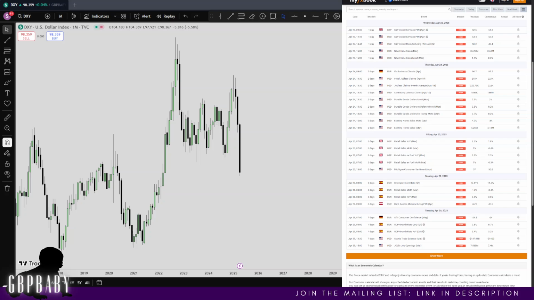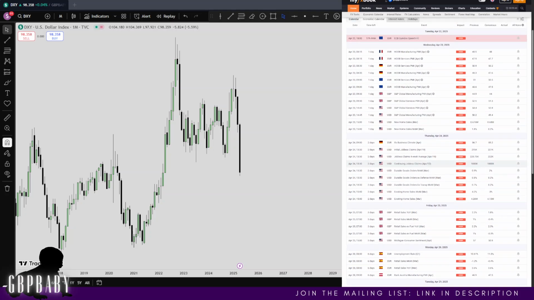I didn't make a post last night purely because of the bank holiday, and I wasn't anticipating much movement on the Monday anyway. So yeah, we're going to start with a weekly review here on the Monday, and we're here on the monthly on dollar, as you can see, and I also have the economic calendar up to our right.